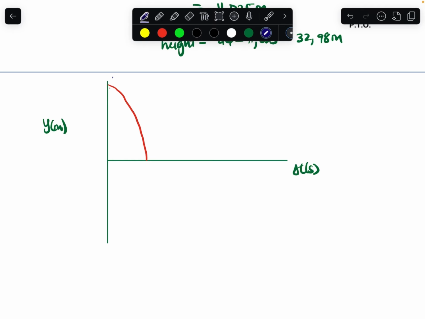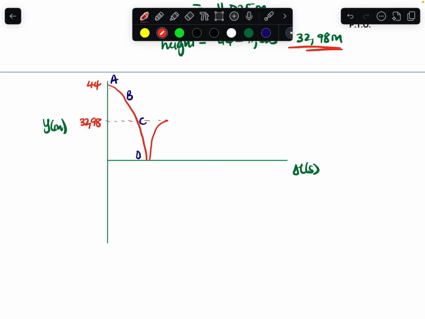So this is your point A, and let's say this is your B, and this is your C, and this is your D. Okay, let me write D inside. And then they say it bounces to a height C, right? So your height A, it traveled the 44 meters, and it goes to the height C, which is the one we just calculated, which is going to be 32.98, right?